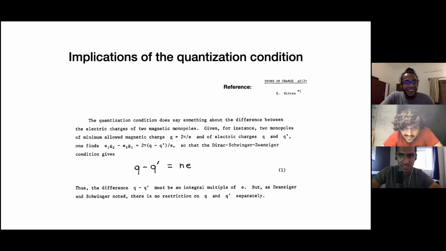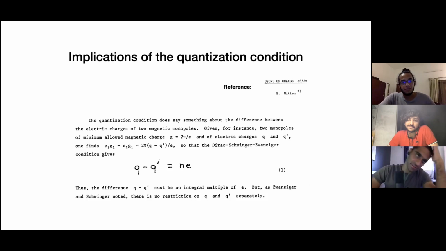So the idea really is to say, the minimum possible magnetic charge is 2 pi over e. Okay. And say you had two electric charges Q and Q prime, and then apply this quantization condition we saw before. And you basically find that the difference between any two charges has to be quantized in units of the fundamental electric charge. So in some sense, quantization of charge differences comes from there being monopoles.